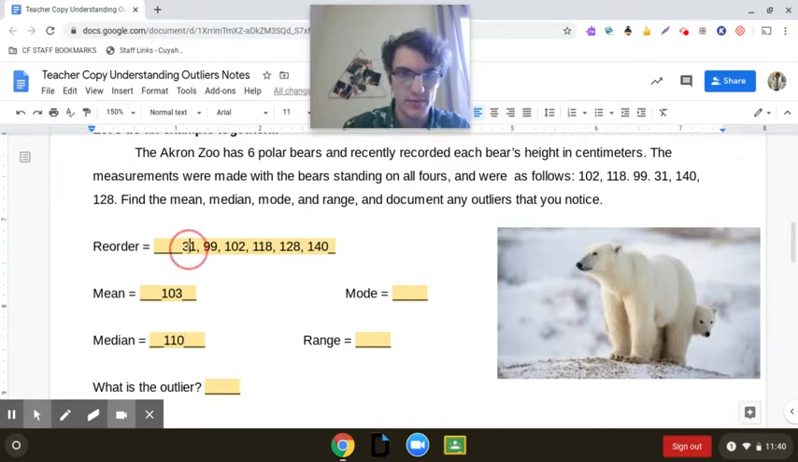The mode, are there any heights that repeat? There are not. So there is no mode. And then the range is our greatest value minus our least value. So that's 140 minus 31. All right, which is going to be 140 minus 31 is 109.